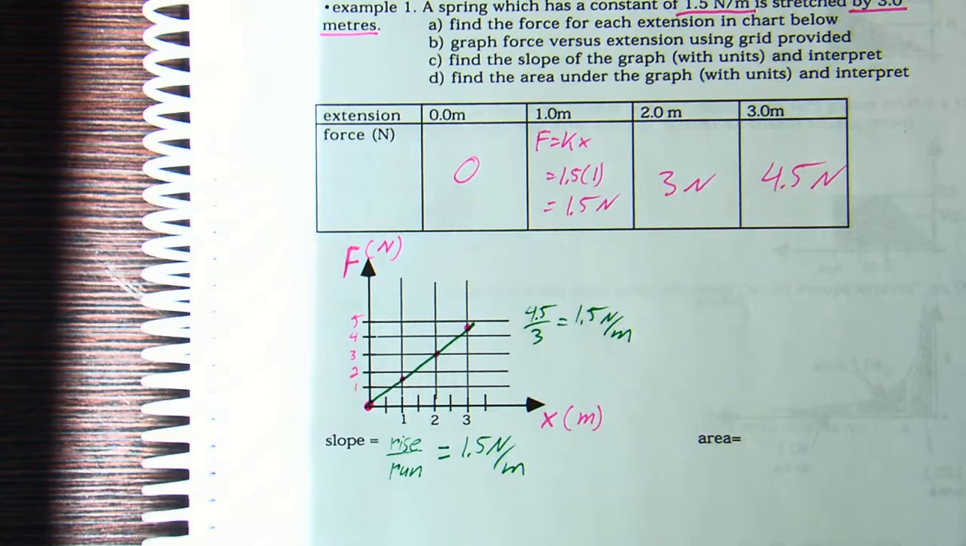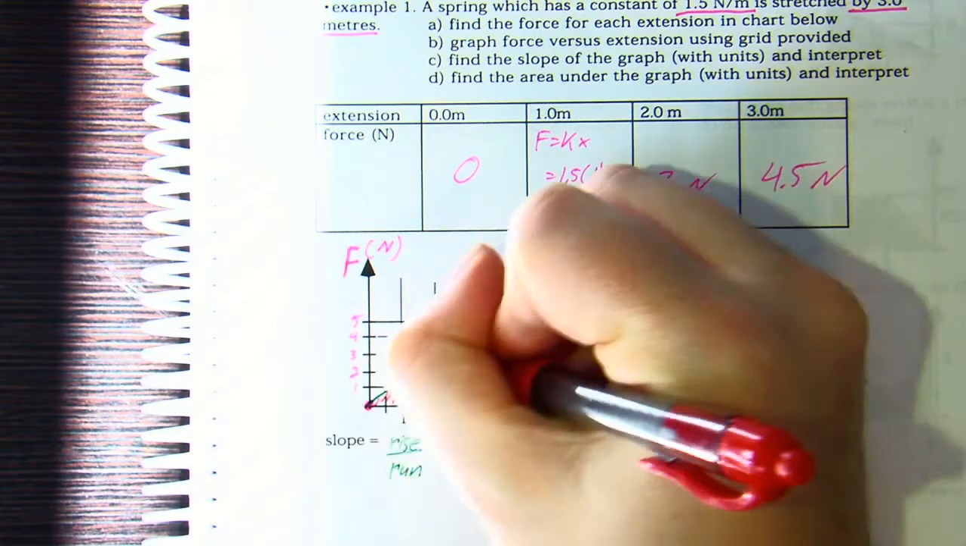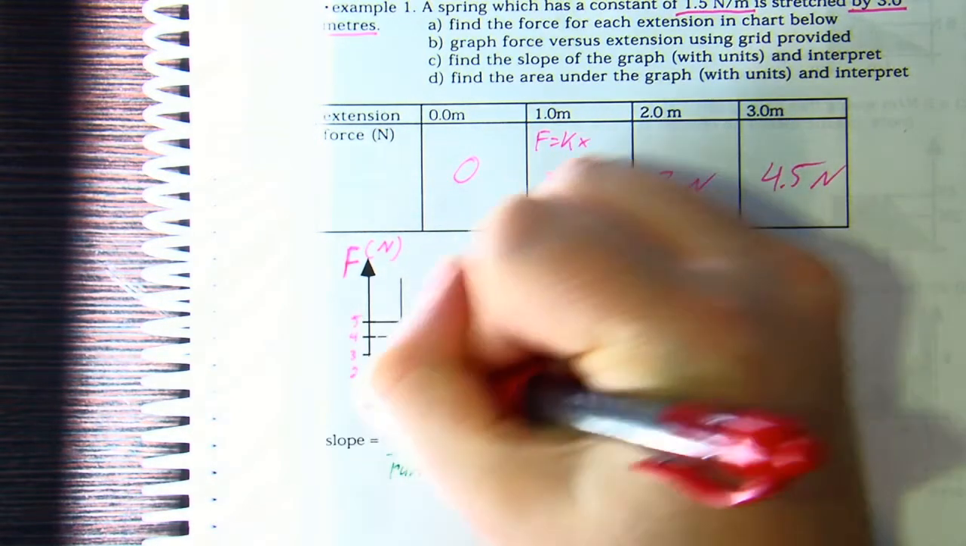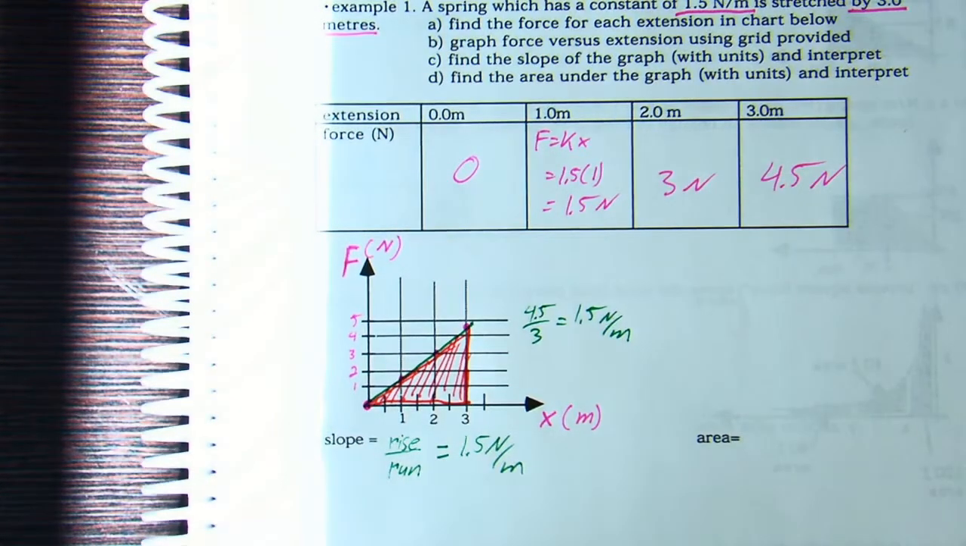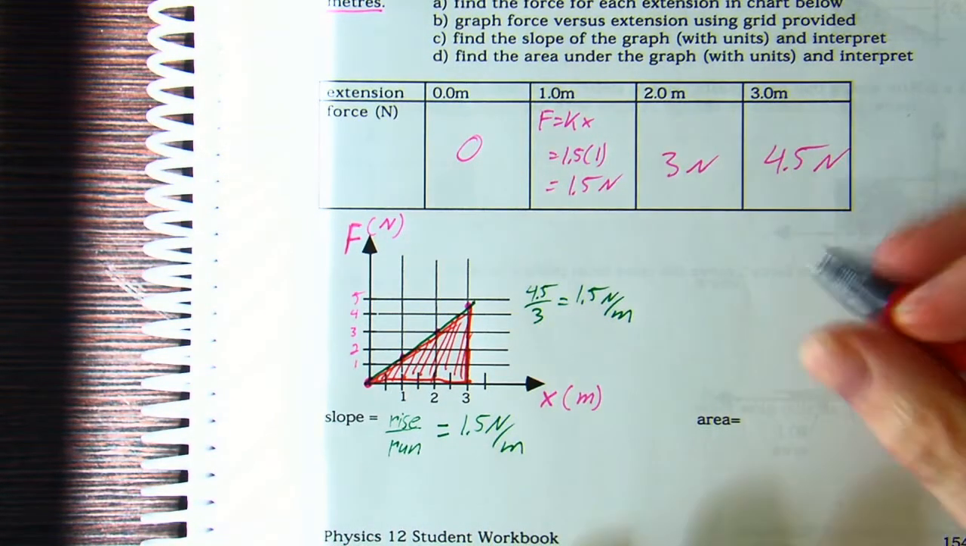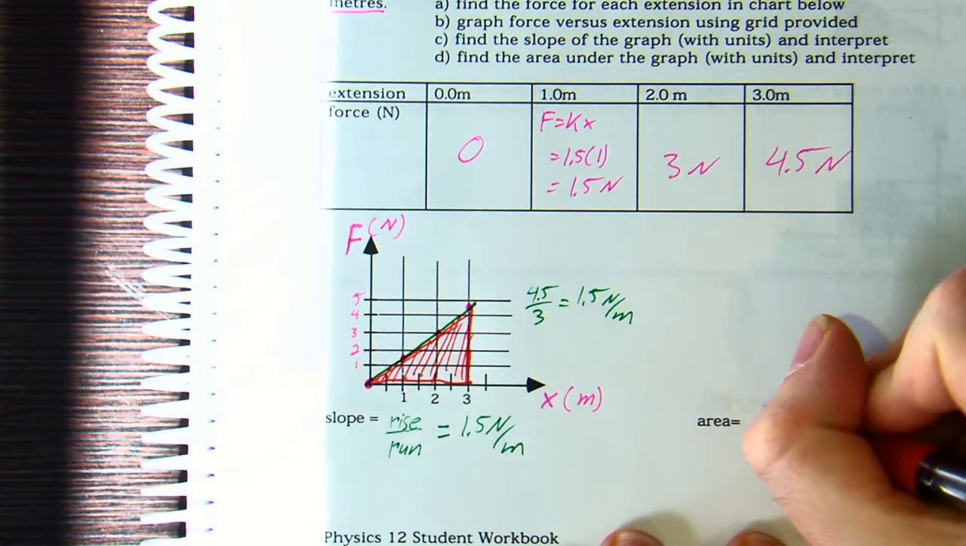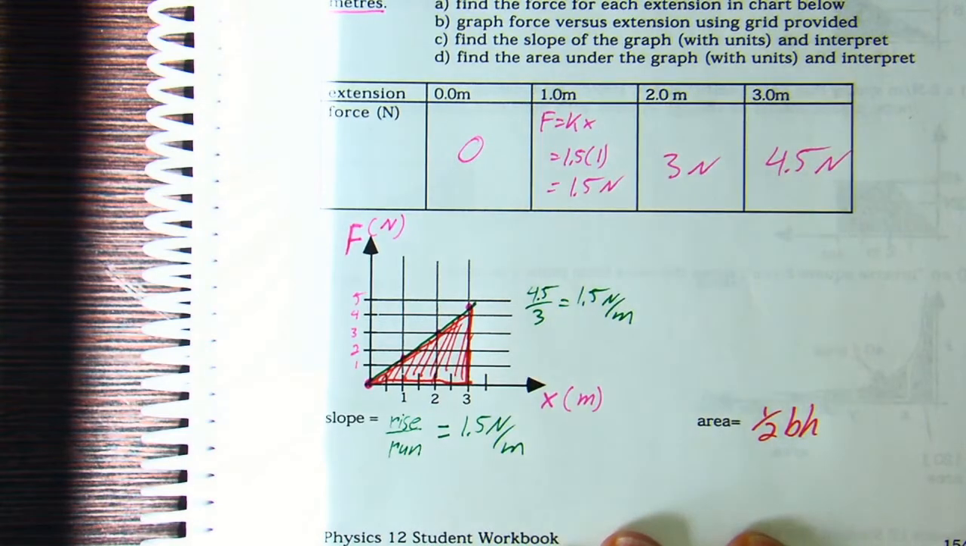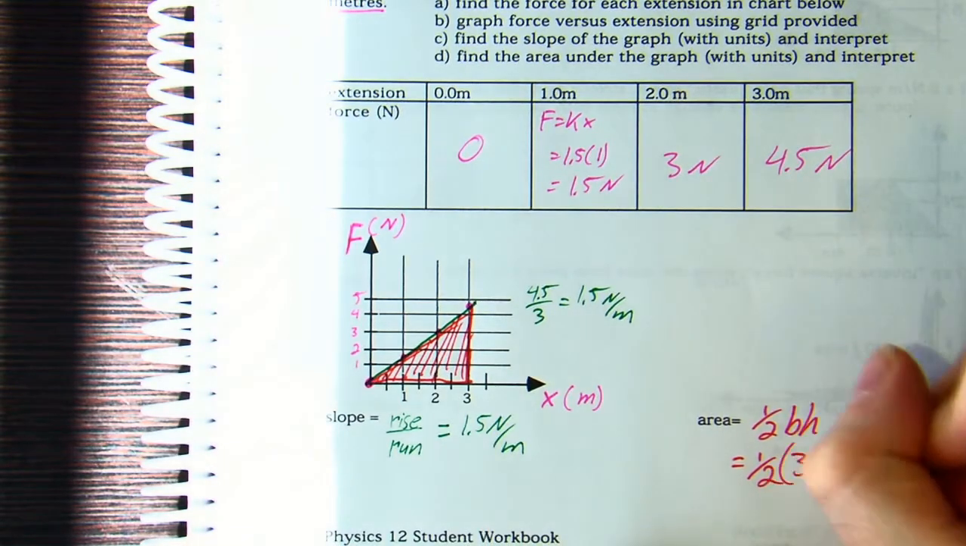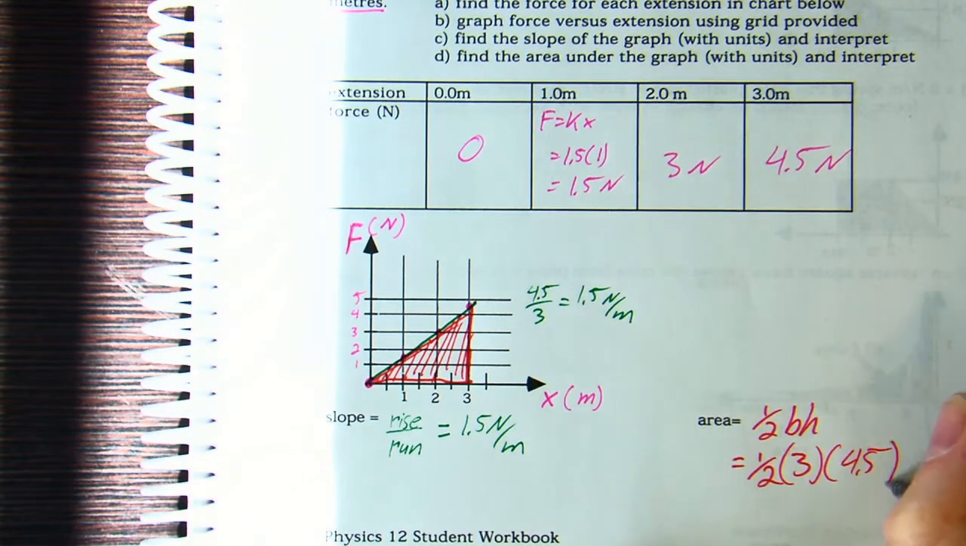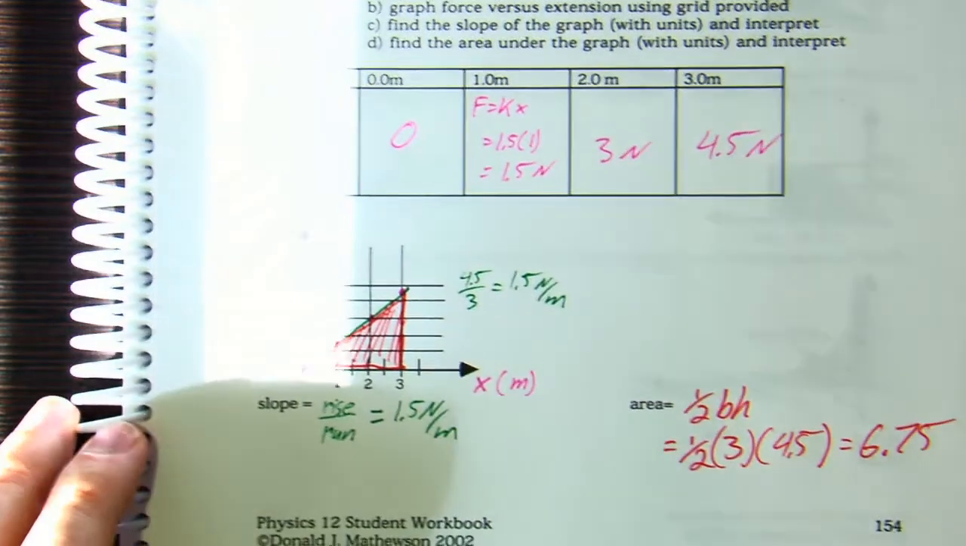What about the area? If we look at this graph, we can see that what we've got here is a triangle. So we're going to find out what the area of this graph is, and you'll see why we're doing this here in a second. The area under that graph is given to us by 1/2 base times height. The base length here is 3. The height is 4.5. So if we multiply all these things together, we're going to get 6.75. But 6.75 what?